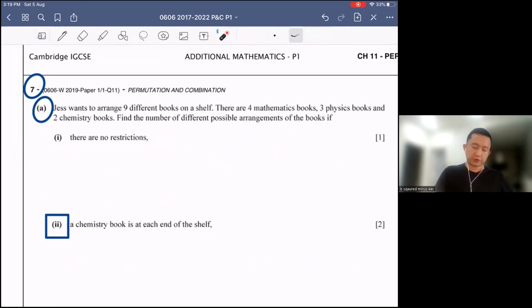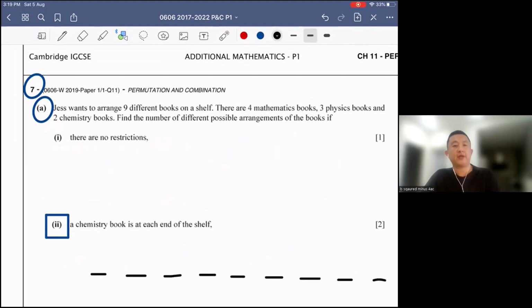So you have 9 books and 9 slots. 1, 2, 3, 4, 5, 6, 7, 8, 9. Am I right? 9 slots. Criteria: chemistry book at each end of the shelf. How many chemistry books? 2. So you must put a chemistry book here and a chemistry book here, at each end. Am I right? So think about it.